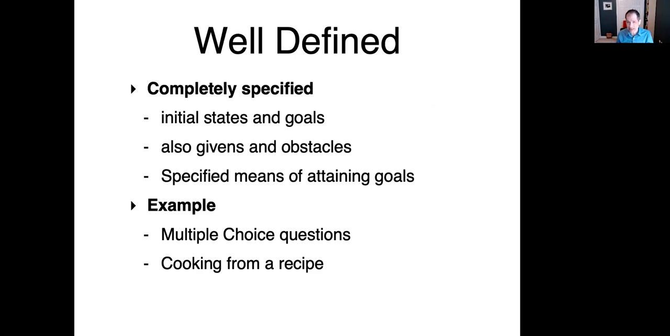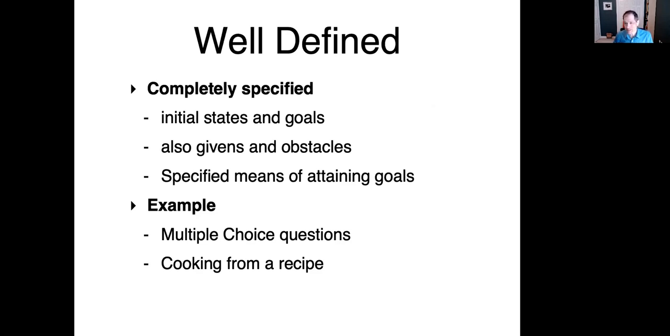Successfully navigating that would require moving through a series of steps and achieving the goal. So in a completely specified problem, all of that information is given to you. Other examples would be multiple choice questions. It's a great example of a well-defined problem. So our exam yesterday was a series of multiple choice questions. And you know that one of them has to be the answer, right? You don't go into a multiple choice question thinking that none of the selections could be correct, unless there is an answer that says none of the above, right? So you always know there's going to be an answer. So that's a clearly defined problem.